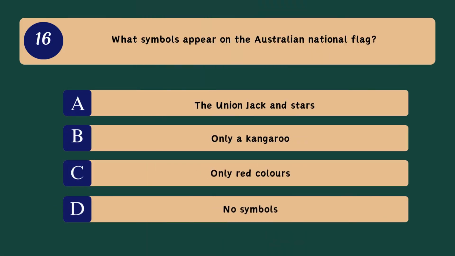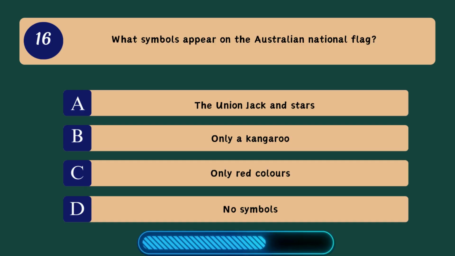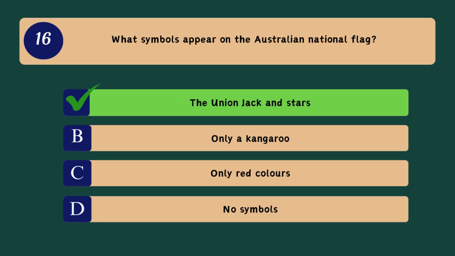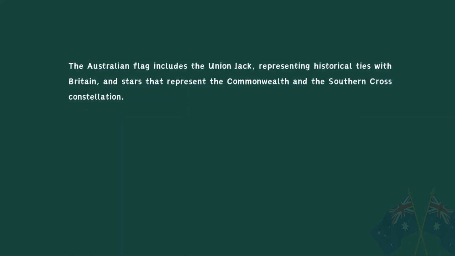Question 16. What symbols appear on the Australian national flag? A. The Union Jack and stars. B. Only a kangaroo. C. Only red colours. D. No symbols. Correct answer. A. The Union Jack and stars. The Australian flag includes the Union Jack, representing historical ties with Britain, and stars that represent the Commonwealth and the Southern Cross constellation.